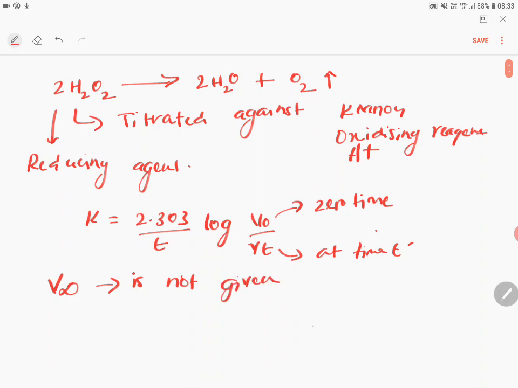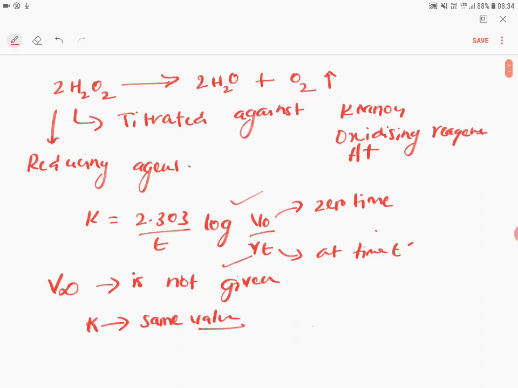What is V infinity? V infinity is the volume of the reagent which corresponds to the initial volume of hydrogen peroxide. Already we have discussed here, the initial volume of hydrogen peroxide is V0 and Vt is at time t. So by substituting the various values of V0 and Vt, if we get K as rate constant approximately the same value, then we can understand that hydrogen peroxide decomposition represents first order kinetics.